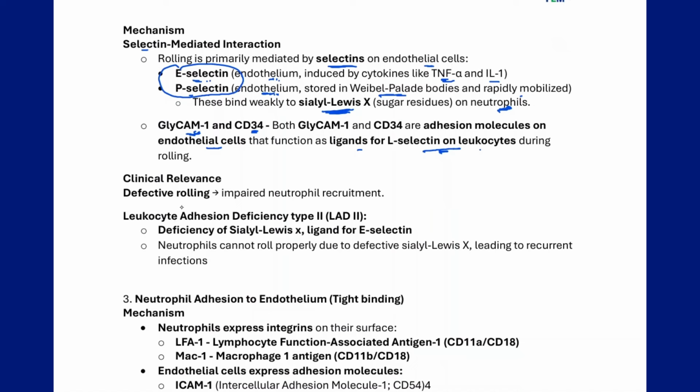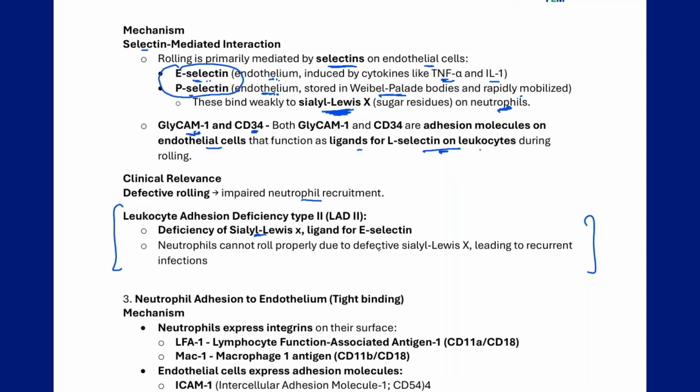And of course, if there's a problem with this, that will lead to impaired neutrophil recruitment. That's why we have to do a clinical correlation here. There's a disease whereby if you have a problem with your sialyl Lewis X, if there's a deficiency of it, that will lead to a defect or problem with rolling.